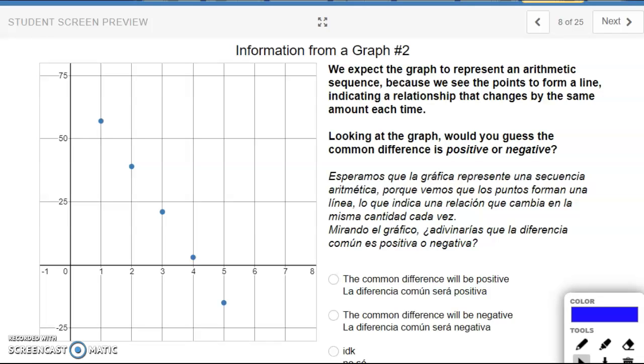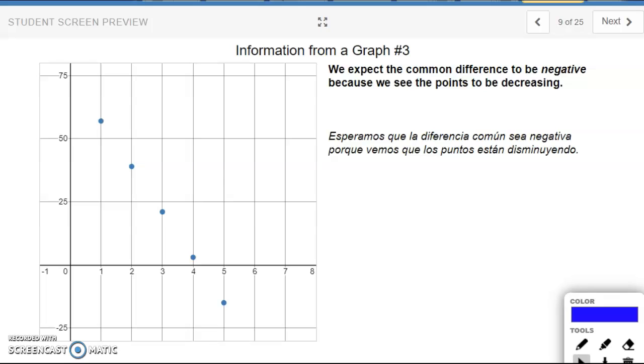Looking at the graph, would you guess the common difference is positive or negative? It looks like the numbers are going down. That means you are adding a negative number, so the common difference is negative here. Okay, moving on. Card number 9. We expect the common difference to be negative because we see the points are decreasing. So that's just the information.